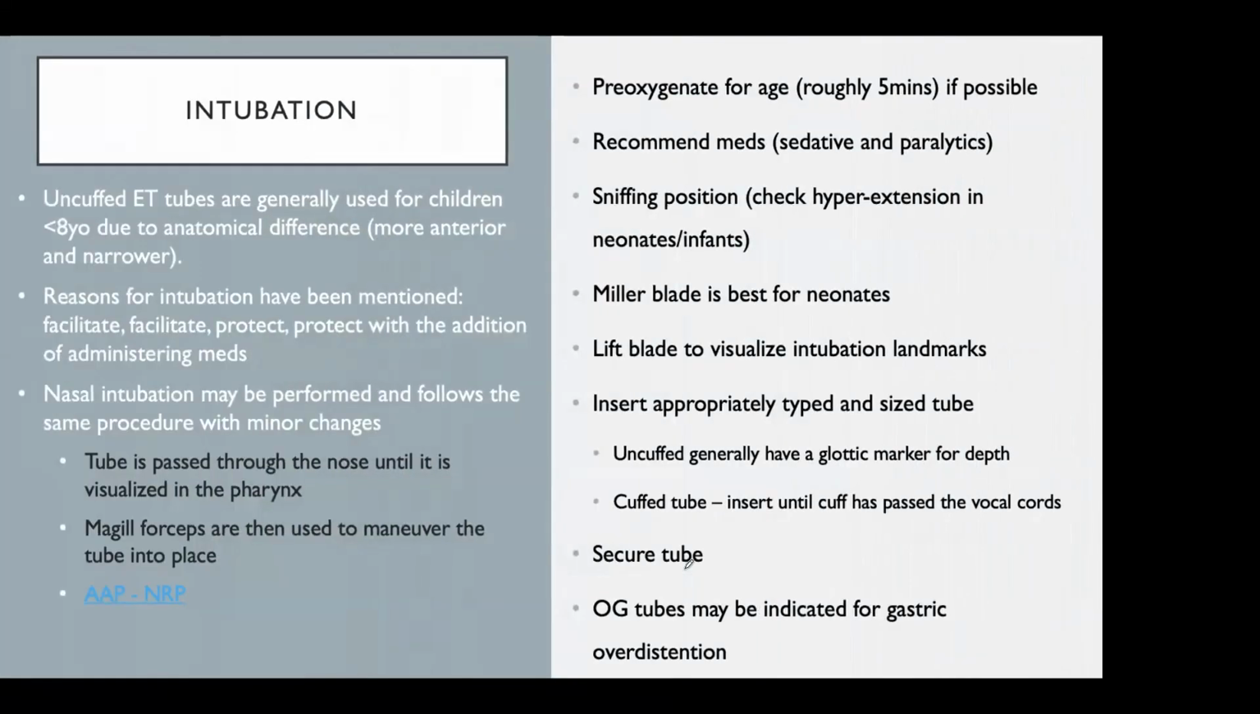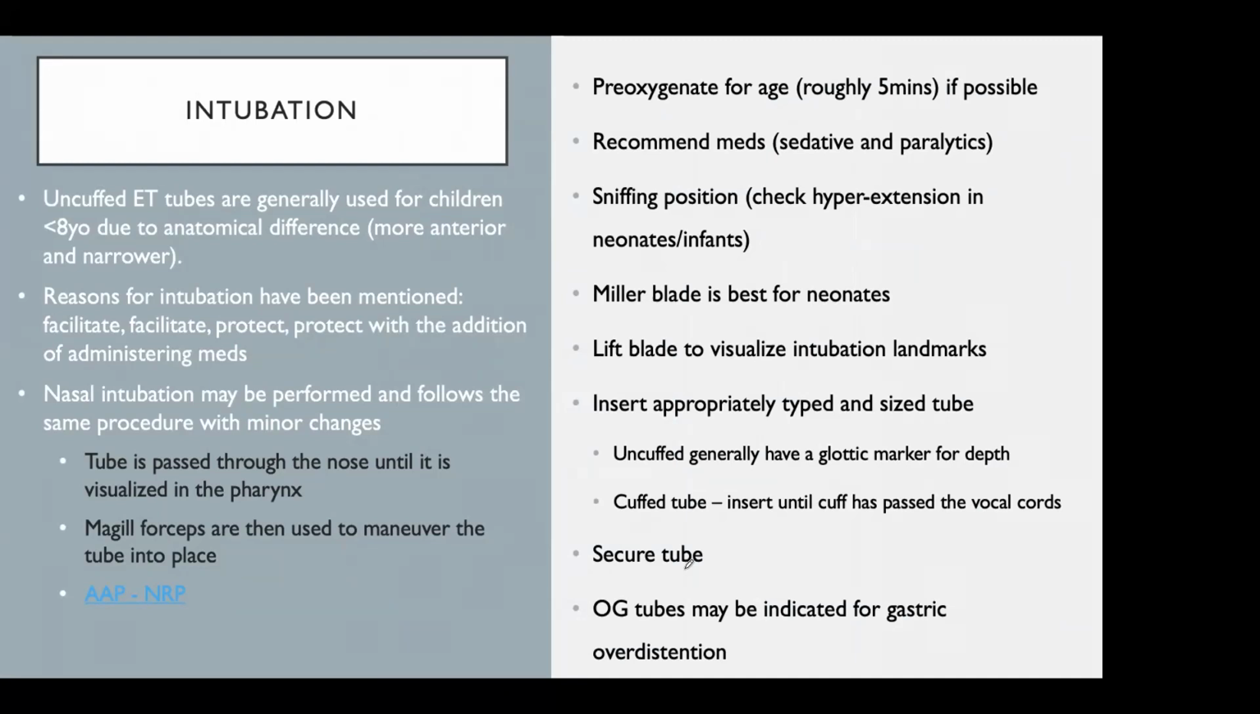Let's look at intubation itself. Uncuffed ET tubes are generally used for children less than or equal to 8 years old, due to the anatomical differences that we talked about earlier, being more anterior, more narrow, and so on. Reasons for intubation have been mentioned. So we want to facilitate, protect, and with this, we'll throw in the addition of administering medications such as epinephrine and the like.